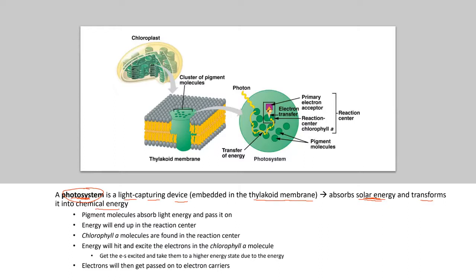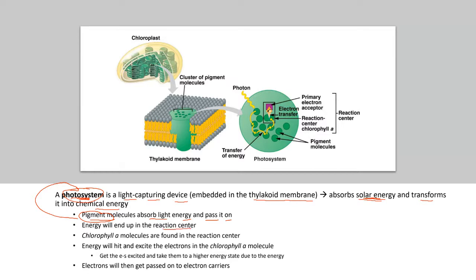Now I know you're probably confused. I said that pigments do the absorption. That's true, but you'll see that pigments are going to be found within this photosystem. So pigment molecules absorb light energy and pass it on. And again, these pigment molecules are going to be found, guess where? In the photosystem. And it will end up in the reaction center. There's a reaction center of the photosystem.